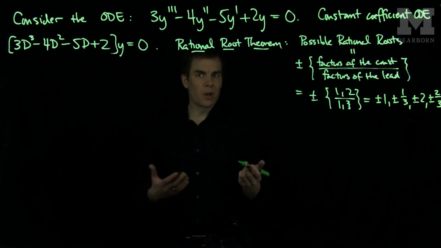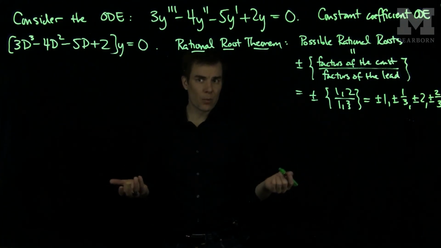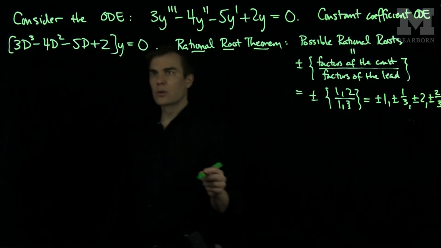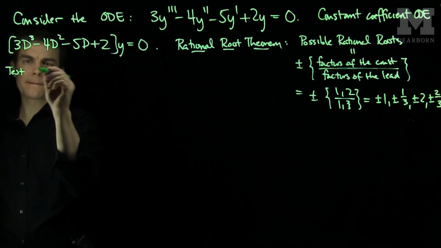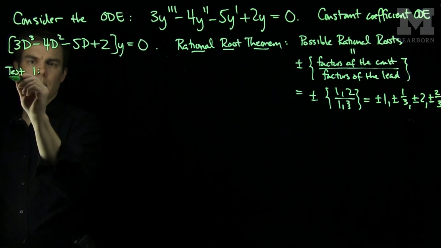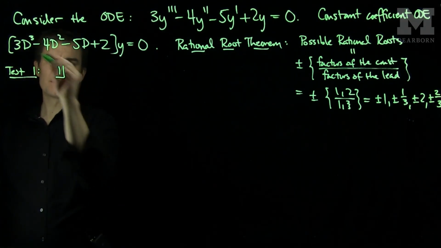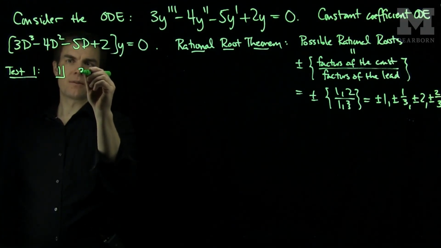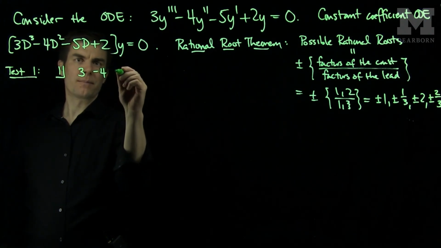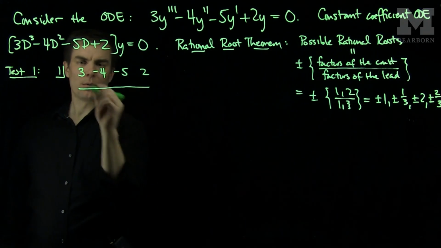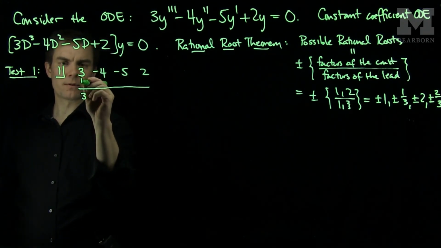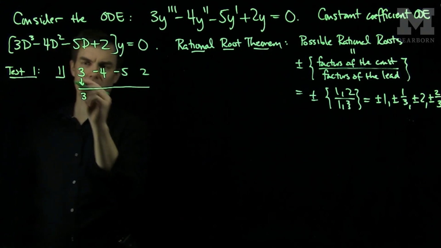So what we'll do is plug in these roots and test to see if any of them work using synthetic division. For example, we could test 1. I will put a 1 in a box and store the coefficients of the polynomial next to it: a 3, a -4, a -5, and a 2. And we'll do synthetic division, bring the 3 down. That's the first step, the lead coefficient comes down.